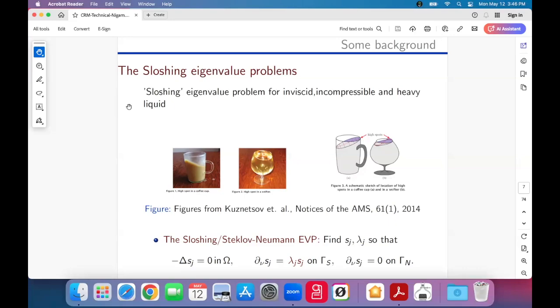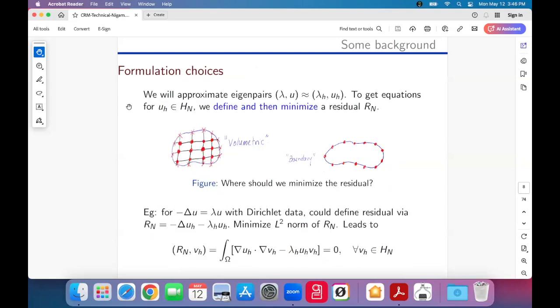It's only 4 o'clock. Anyways, so you have 0 Neumann data on the sides of the cup, and the surface of the cup is where you have the Steklov condition. Okay, so that's the prototypical Steklov type problem.